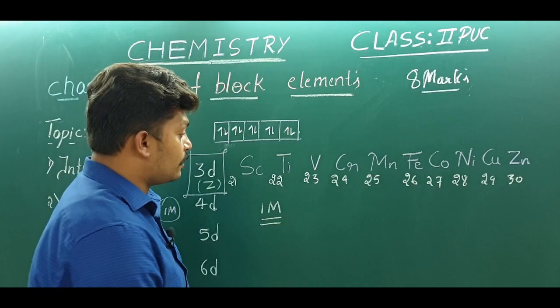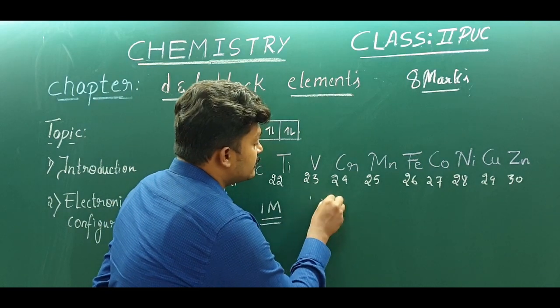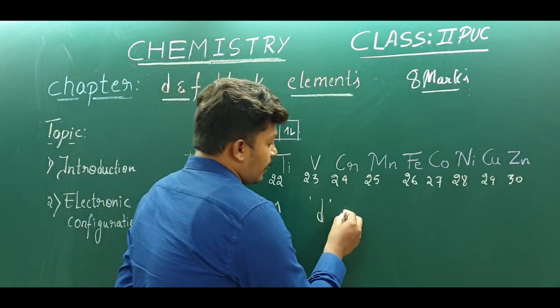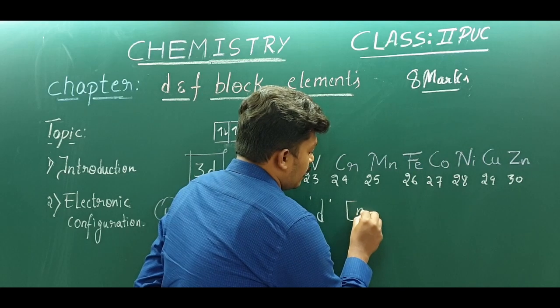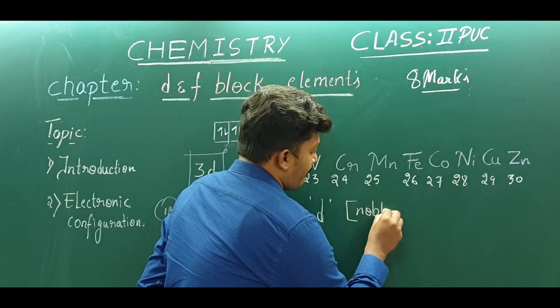Write the general electronic configuration for D block. If they ask for D block, you have to write like noble gas.